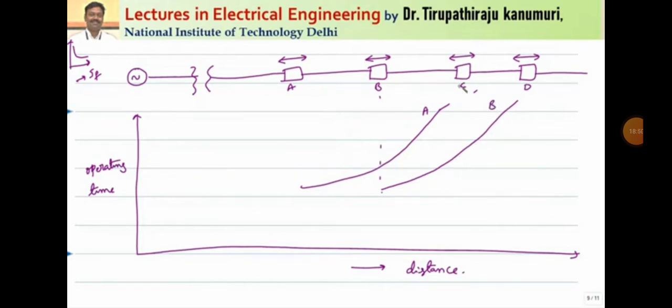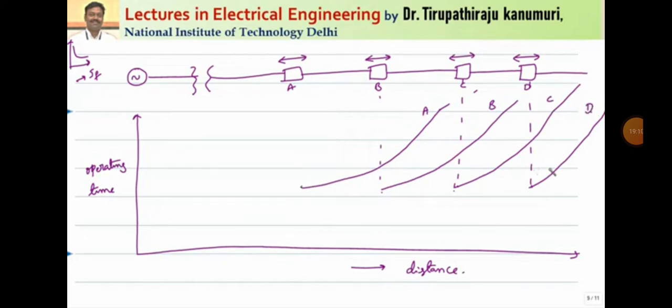Similarly, relay number C is at this location. Again, it is also set like that. It will have the inverse characteristics like this. Similar is the case for relay number D. For relay D also, the minimum time for operation is the same for all relays. So this is for relay number C, and this is for relay number D.